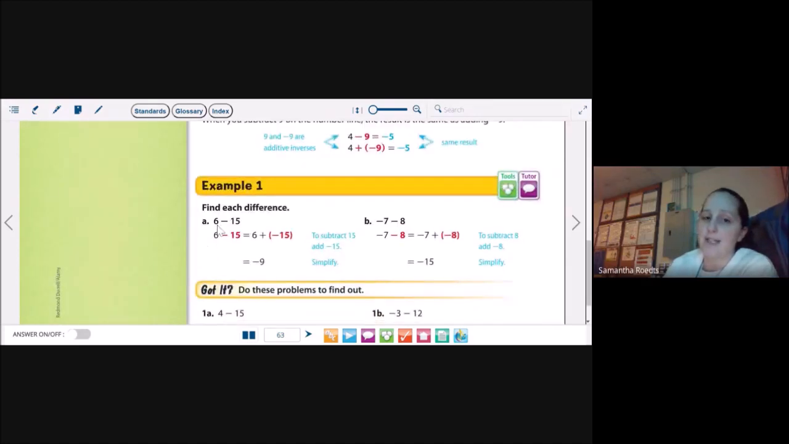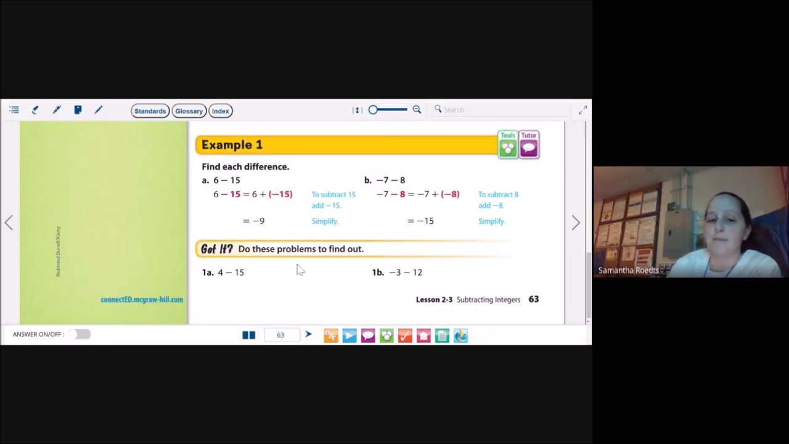Find each difference. 6 minus 15. 6 minus 15 equals 6 plus negative 15. Different signs, subtract. 15 is larger, 15 is negative, so my answer is negative. Negative 7 minus 8. I'm going to change the minus 8 to plus negative 8. Again, same thing, I didn't change the problem. They're the same sign, so I add them together. 7 plus 8 is 15, so they're both negative, so negative 15.